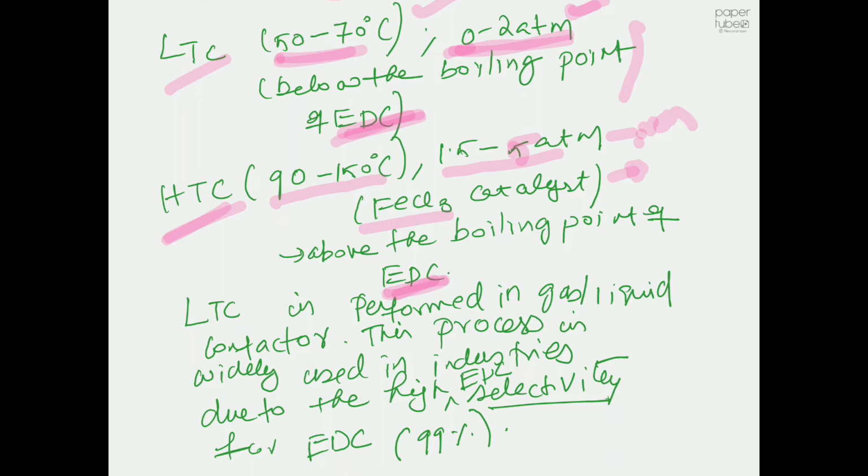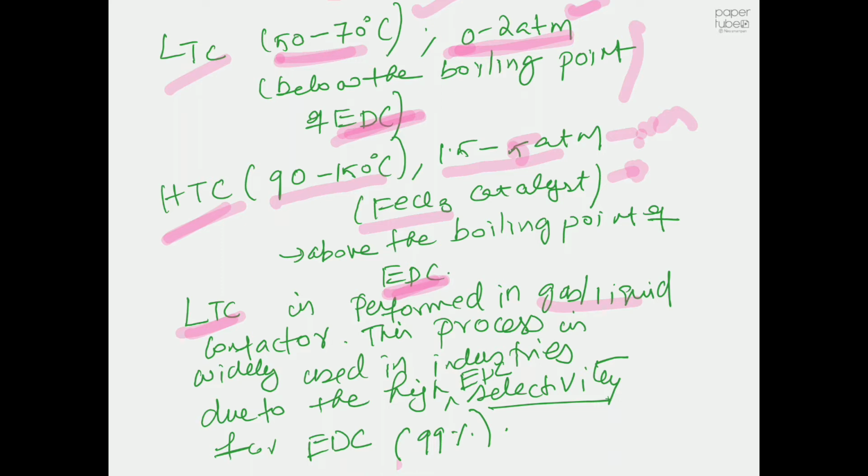Now you have to think which is more advantageous for us, product in a liquid format or in a gas format. Both of these have some advantages, and both have some limitations as well. So we will try to see what the advantages and the limitations are. Low temperature conversion we can perform easily in a gas-liquid contactor, and normally this process is widely used in industry.